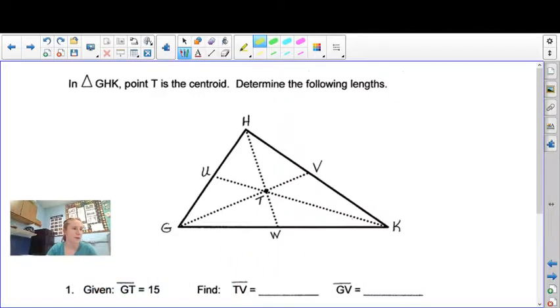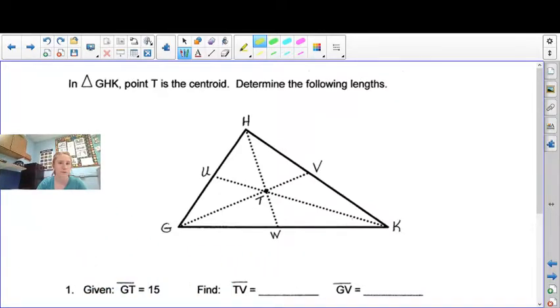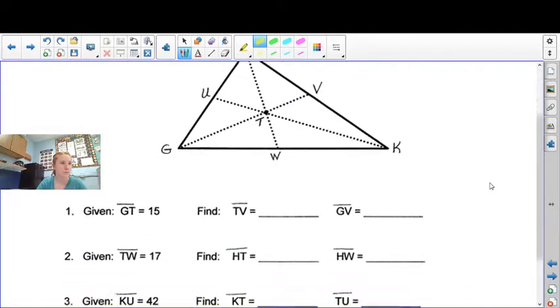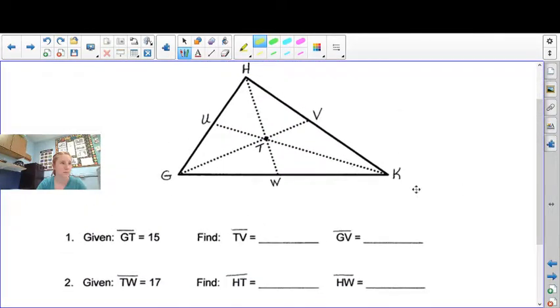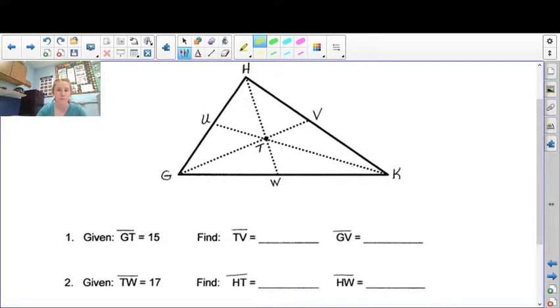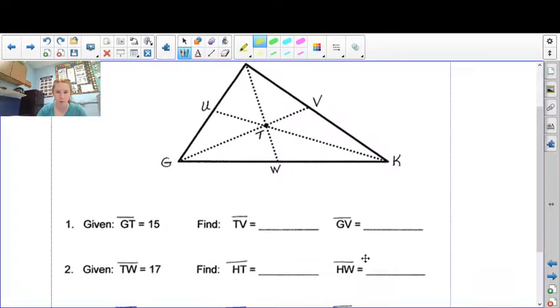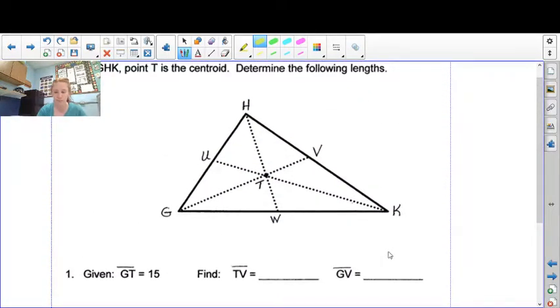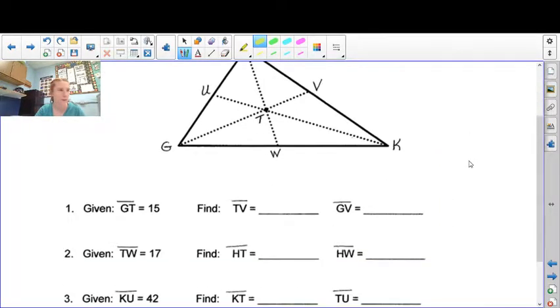Now my face is in the way. Can I move this? No. Sorry. I'm trying to figure out the best way to help you guys with this one so that my face is not in the way.